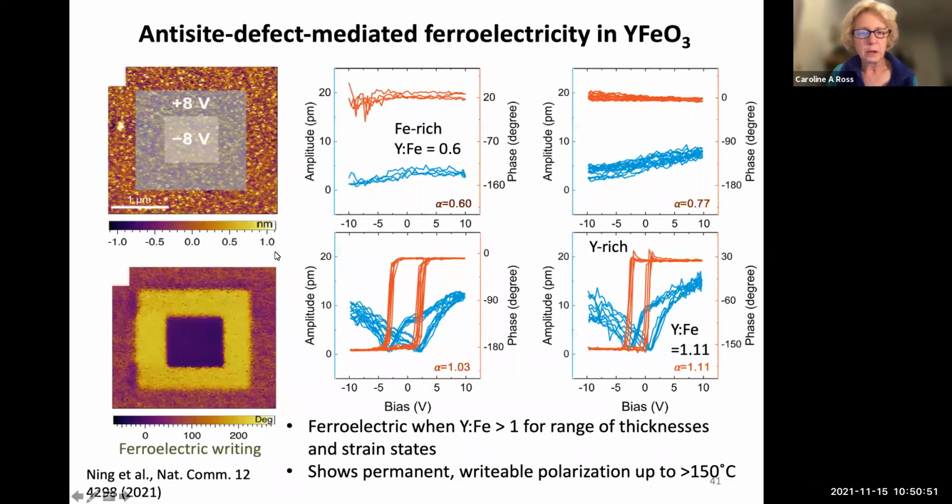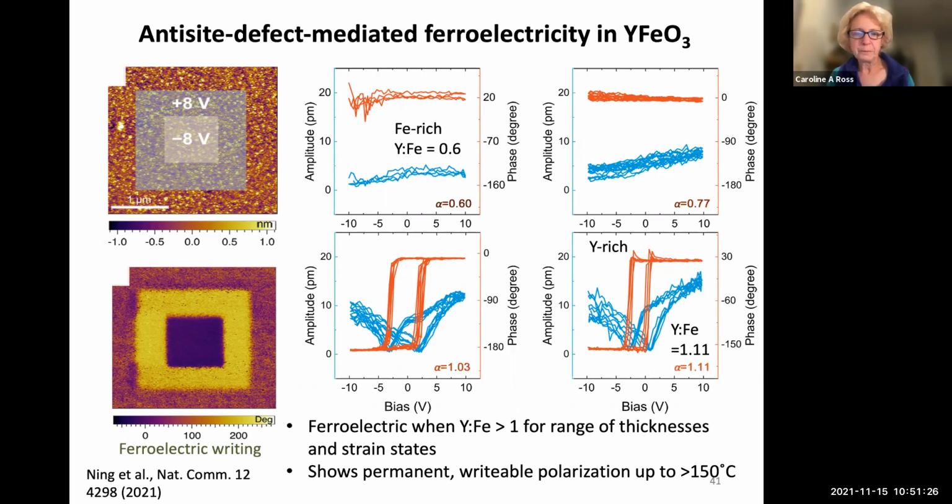And if we go along and measure the behavior of this material as a function of composition, when there's an iron-rich composition, we get no ferroelectricity. And you can see that in these two cases. But when there's an excess of yttrium, we get a ferroelectric response. You can see here and here. So here the yttrium to iron is 1.03, and here it's 1.11. And even up to 1.2, we get ferroelectric behavior.